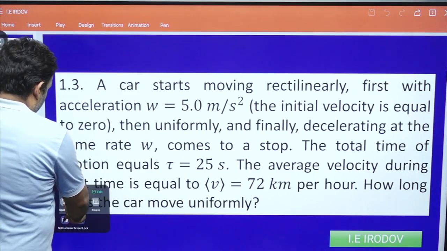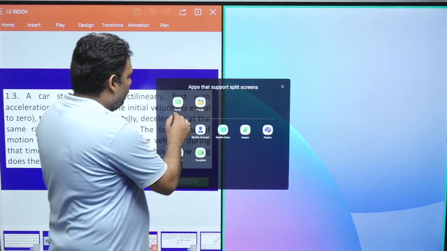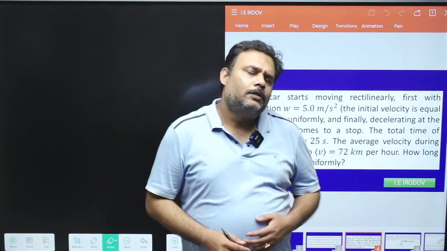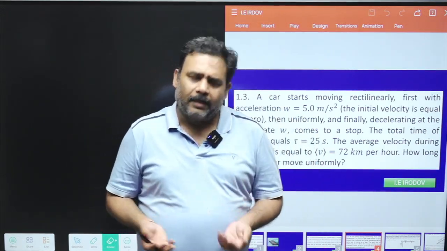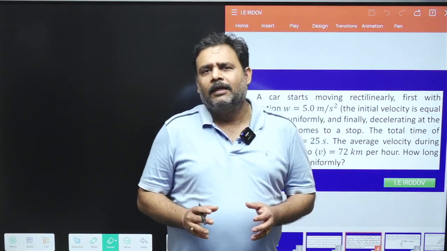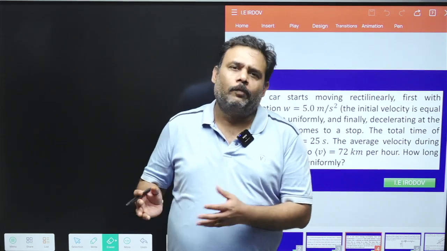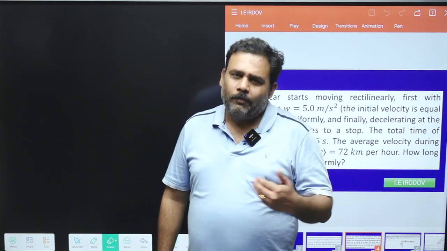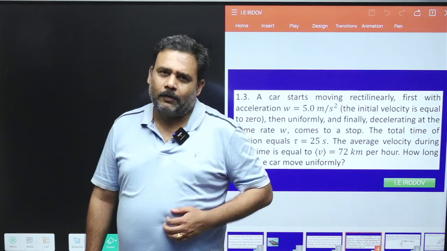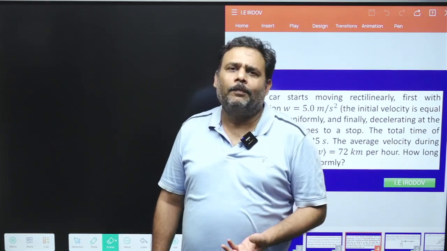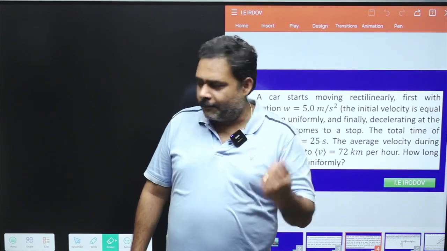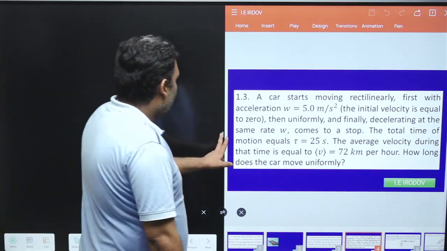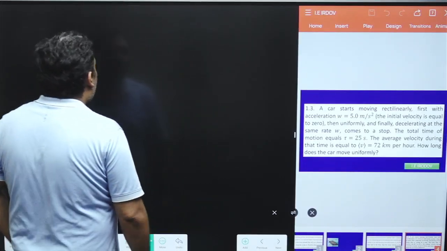The basic formulas we are going to use are S is equal to ut plus half at square, as well as V is equal to u plus at or u minus at. These two formulas are important, and when you are moving with constant acceleration, you can directly use them. But we can also solve this problem without formulas, by the graph. So let us go both ways and discuss everything.